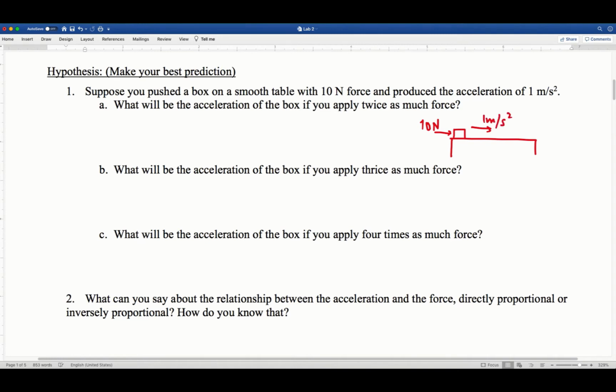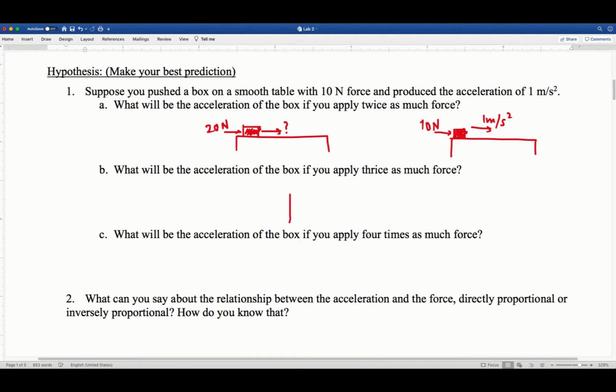Now if you double the force, keeping the mass constant, you don't change the mass of this object, but you double this force. Now if you apply 20 Newton force, keeping the mass constant, how will that change the acceleration? So that's what you need to decide.